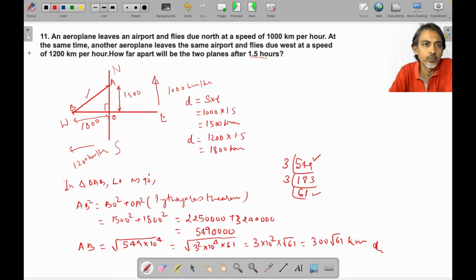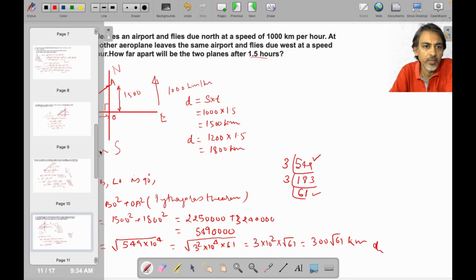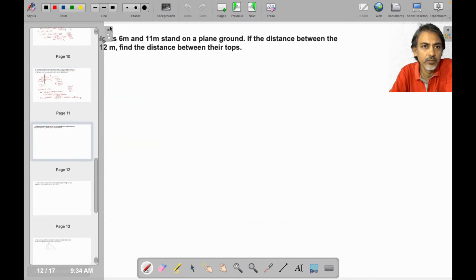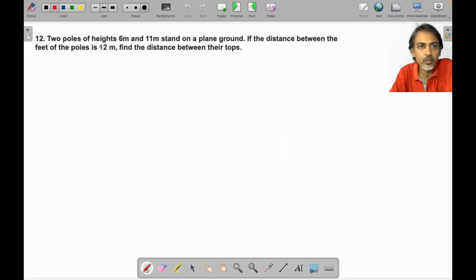Now let's move to the next problem. What's my next problem? My next problem is this one. It's given that there are two poles of heights 6 meter and 11 meter standing apart on a plain ground. If the distance between the feet of the poles is 12 meter, find the distance between their tops.